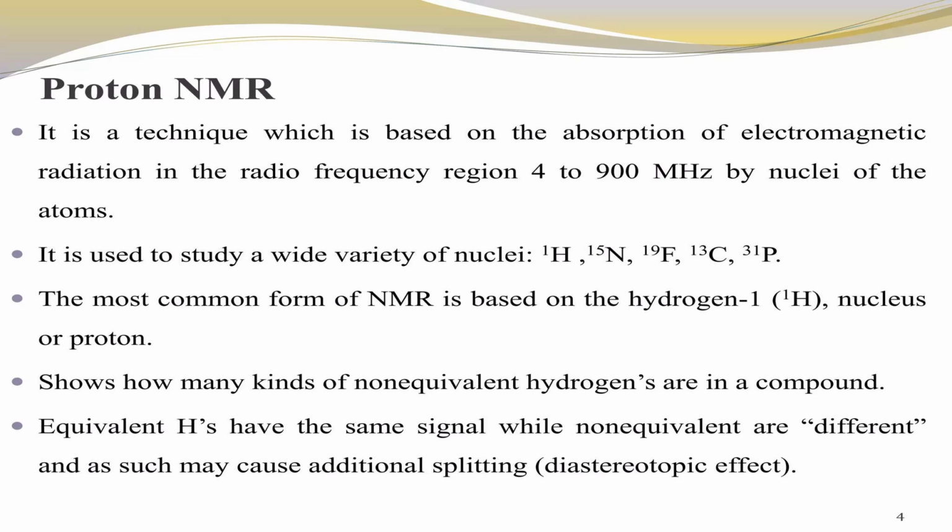The most common form of NMR is based on the hydrogen-1 nucleus, or proton. It shows how many kinds of non-equivalent hydrogens are in a compound. Equivalent hydrogens have the same signal while non-equivalent ones are different, and as such may cause additional splitting. So there is a diastereotopic effect in proton NMR.